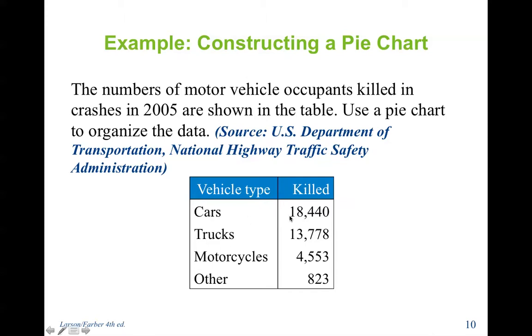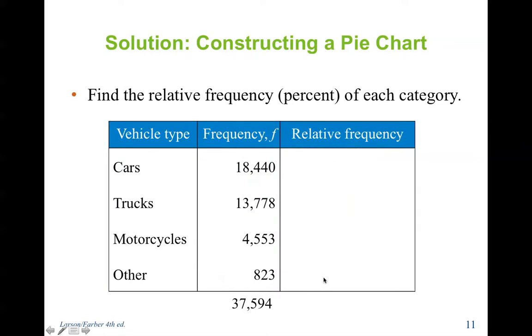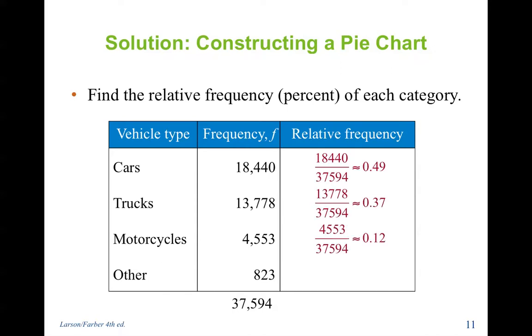Here we have cars, and 18,440 were killed. Trucks, 13,778 were killed. Motorcycles, 4,553 were killed, and other, 823 were killed. So what we need to do is first find the relative frequency, because we need to know what percentage of the total cars will represent in our pie chart. We take the frequency and divide it by the total to find the relative frequency. So cars being 18,440 is going to give us a relative frequency of 0.49, which is around 50%. It's 49%.